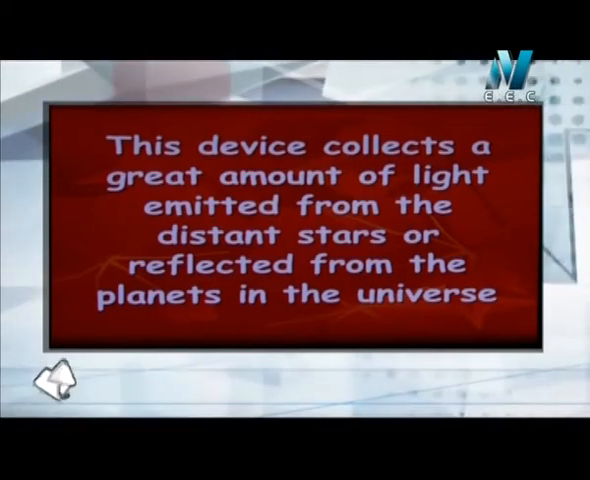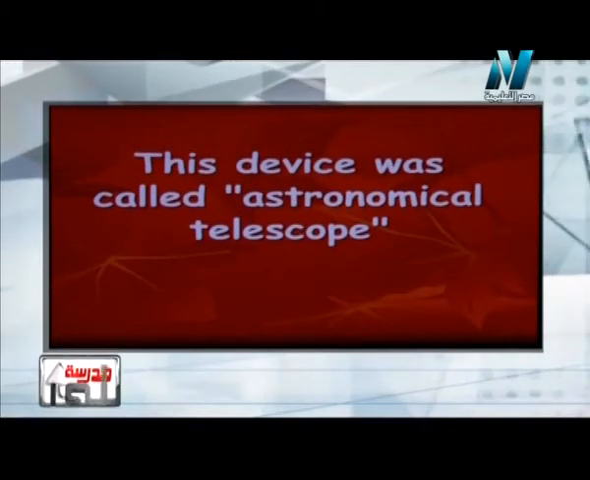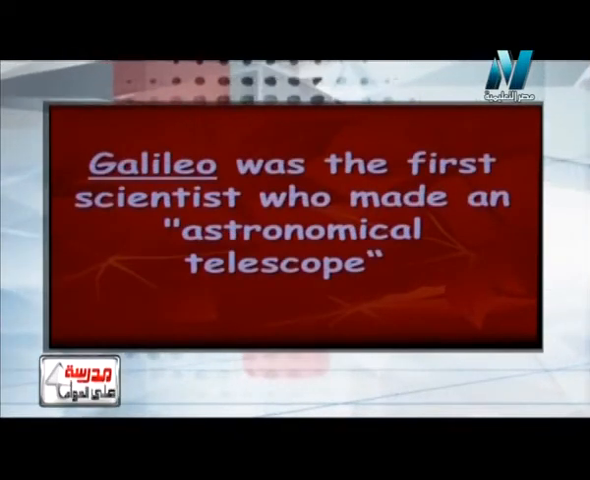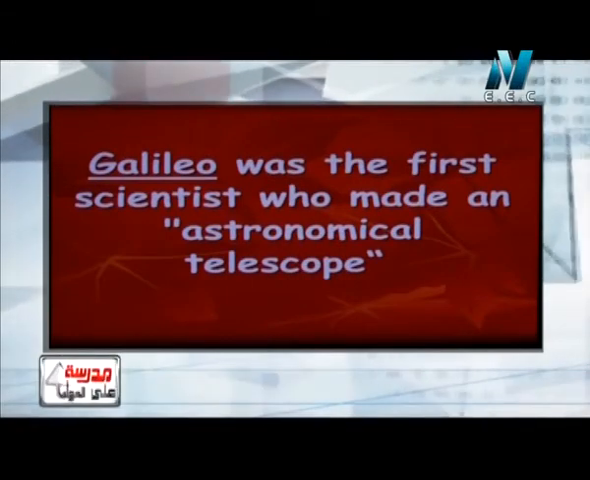This device was called what? It's called the astronomical telescope. Astronomical telescope أو التلسكوب الفلكي. That's the device which we use in observing the space. So, who is the inventor of this telescope? It was the great scientist Galileo.